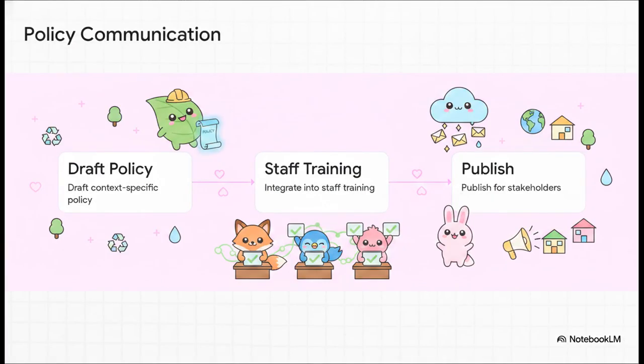To actually make this a reality, leadership has to take 3 practical steps. Step 1, draft a context-specific policy. Step 2, integrate it deeply into internal staff training and daily reminders. And Step 3, publish it for external stakeholders across your websites and community meetings. Transparency builds trust externally, while internal awareness drives the actual action on the ground.